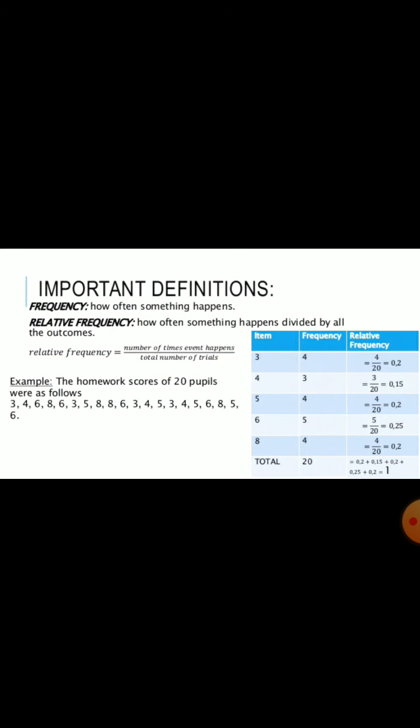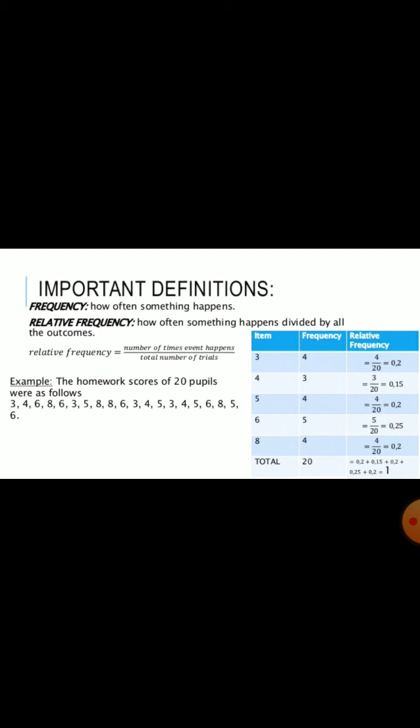Some more definitions are there. Frequency: how often something happens. You know, in science also, frequency is the number of times an event happens, that is called its frequency. Now the relative frequency is how often something happens divided by all the outcomes. So relative frequency is number of times event happens divided by the total number of trials.